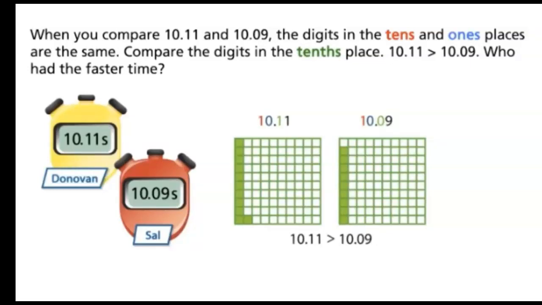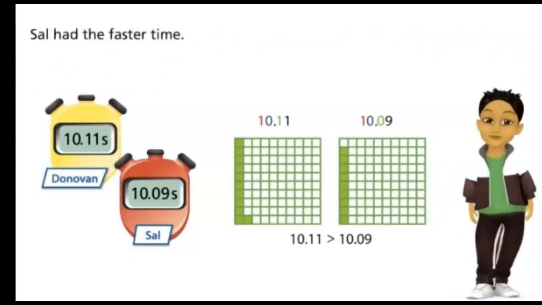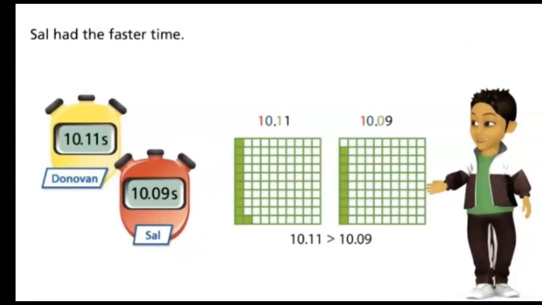Who had the faster time? So we know Donovan's number is larger and Sal's is smaller. What does that tell you about which person had the faster time? Do you pick the larger one or the smaller one? Sal had the faster time. The smaller decimal is the faster time.